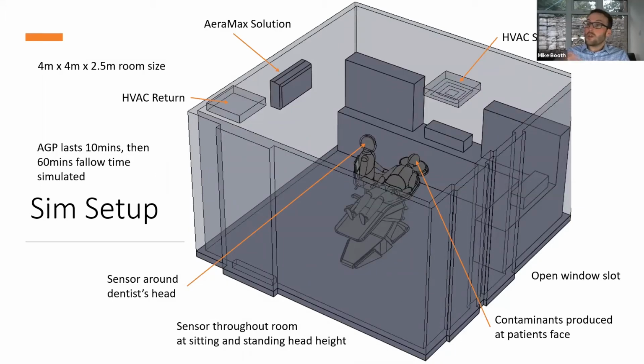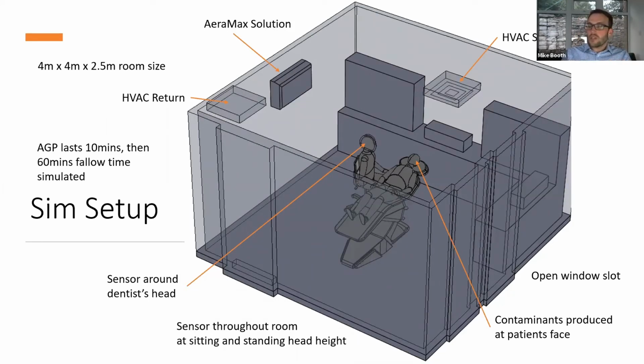And then we looked at three approaches. One was an open window, and we looked at an open window based on a closed door environment, because typically we would expect to see the door being closed within this space. We looked at an HVAC approach, and we also looked at an Aeramax professional approach as well. And we looked at two different airflow levels, one looking at 6 air changes per hour and one looking at 12 air changes per hour.